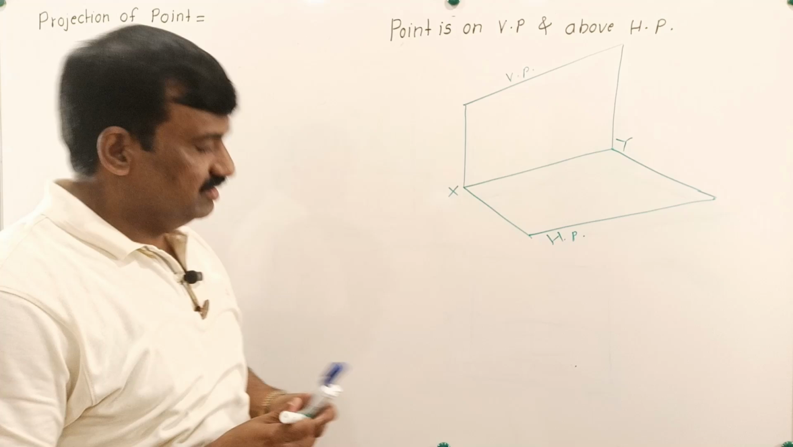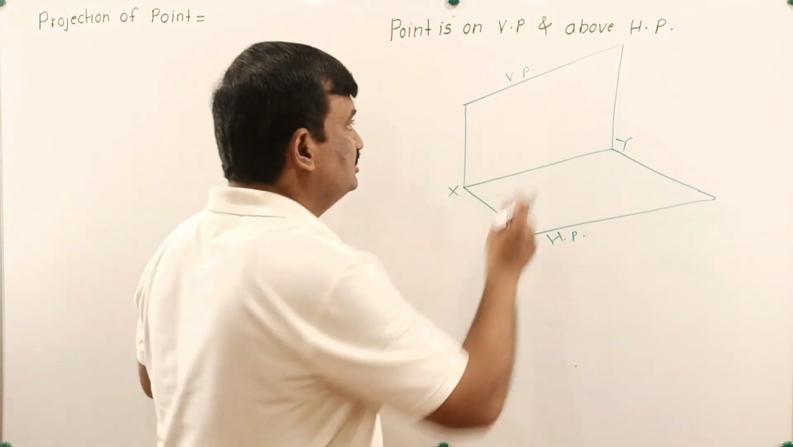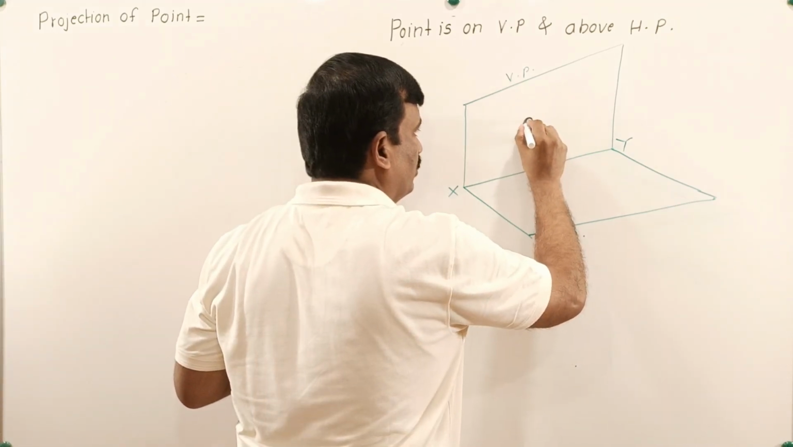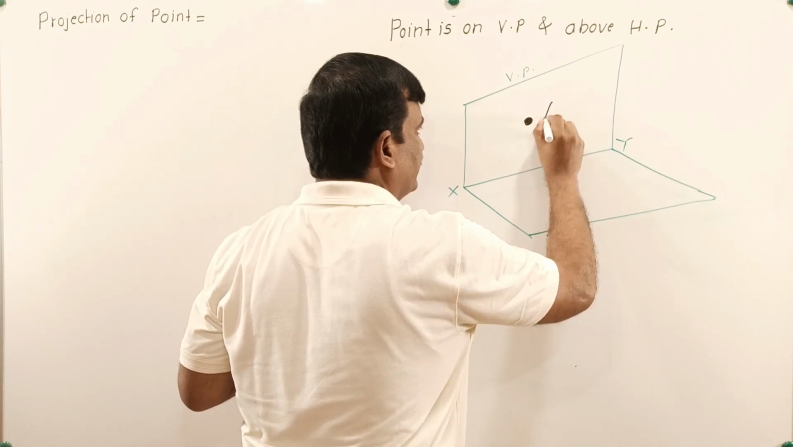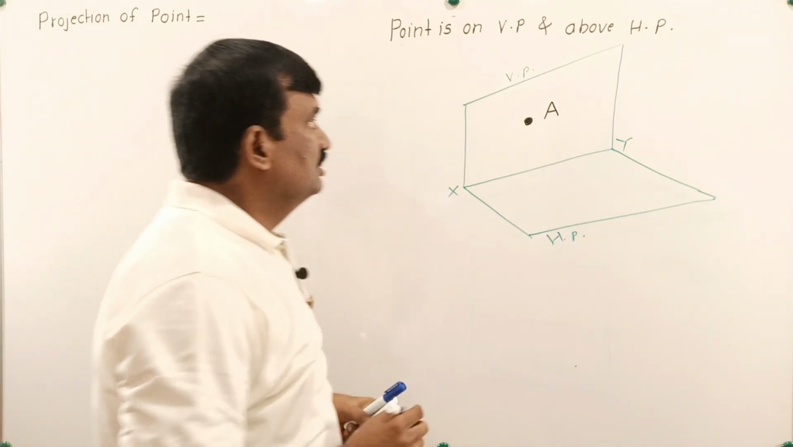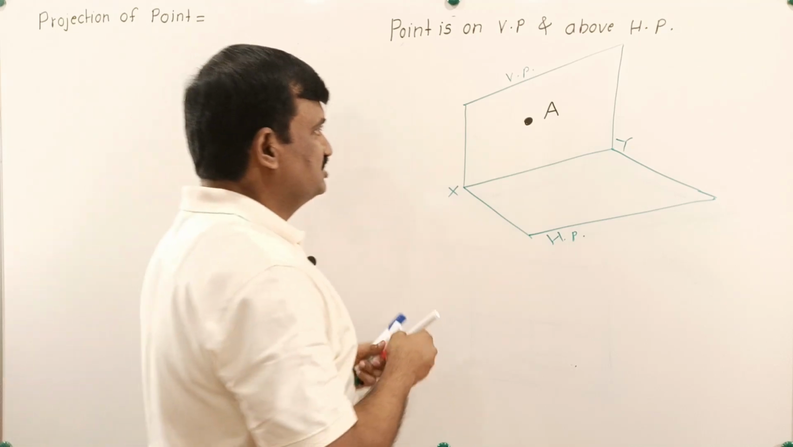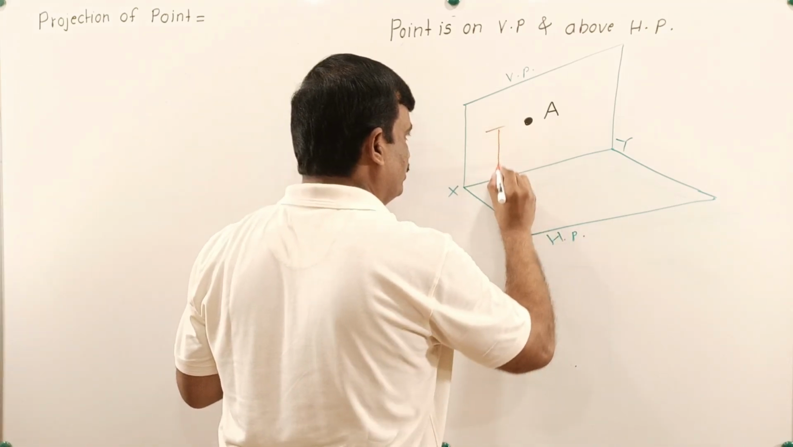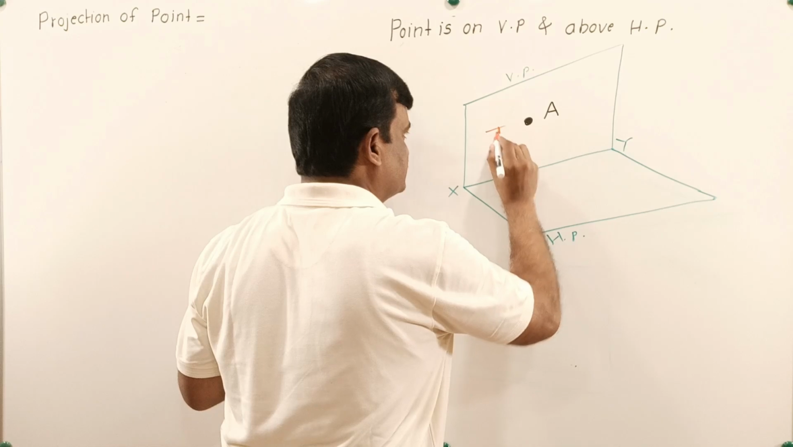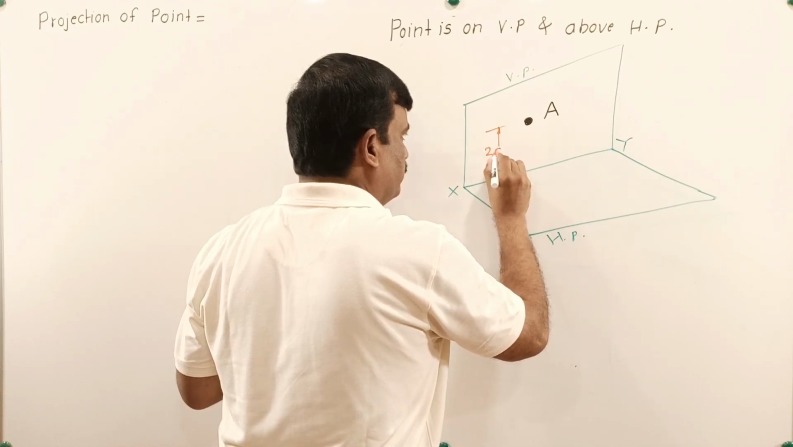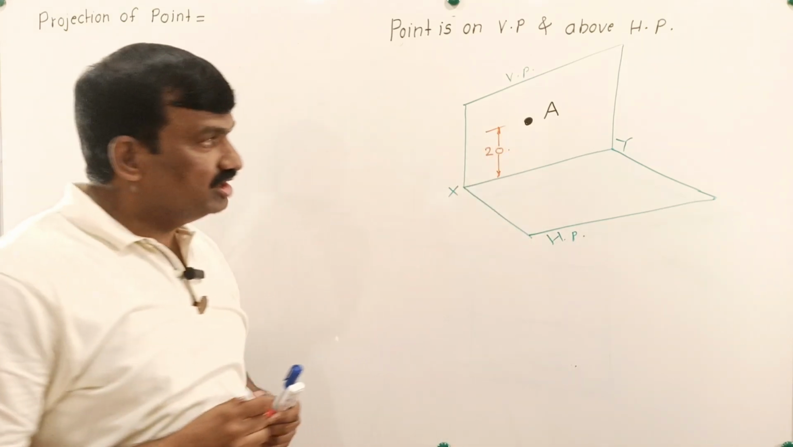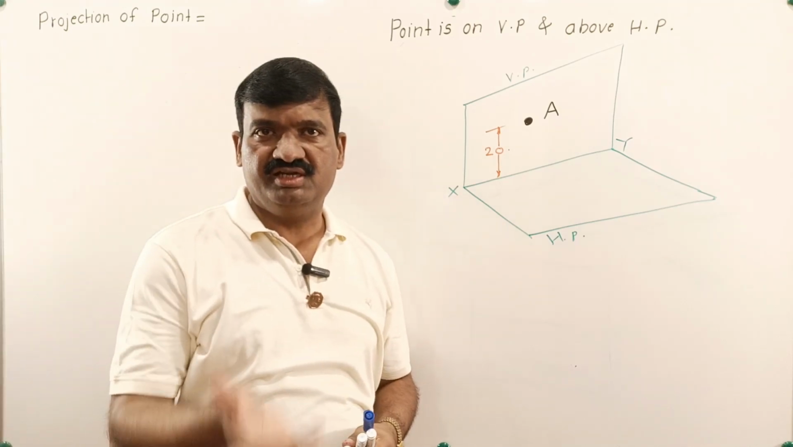So what was stated here? Point is on the vertical plane, on the surface of the vertical plane. Capital A is the point, but the point is above HP. Let's take a distance: the point is above HP, assuming this distance is 20. So the point is on the surface of the vertical plane, but it is above HP.